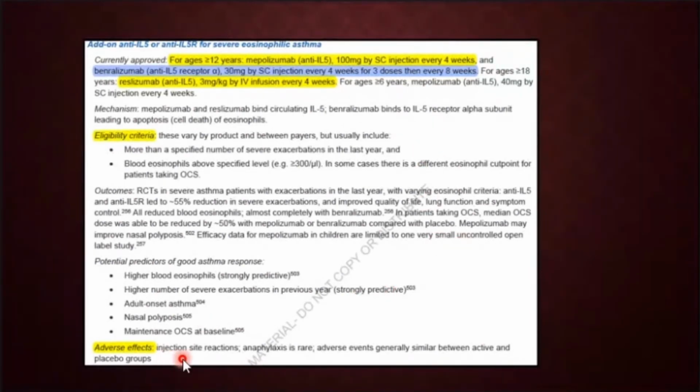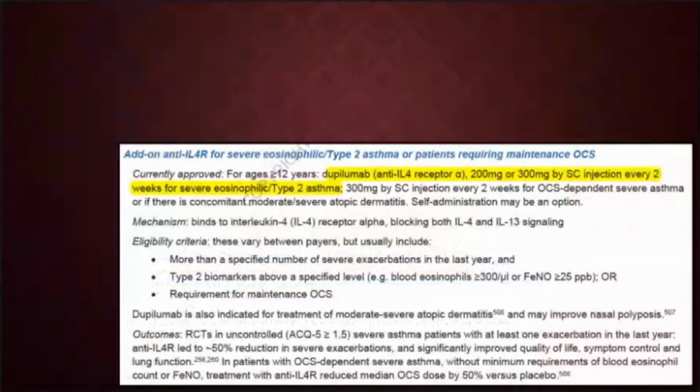Adverse effects of all the anti-IL-5s include the injection site reaction, which is common to all. Okay, anaphylaxis is less common than with omalizumab, and most of the time these drugs are anyway quite safe. Then the third one is anti-interleukin-4 receptor. This is dupilumab, which is anti-interleukin-4 receptor alpha, at a dose of 200 to 300 milligrams by subcutaneous injection every 2 to 3 weeks for severe eosinophilic or type 2 asthma. Okay.